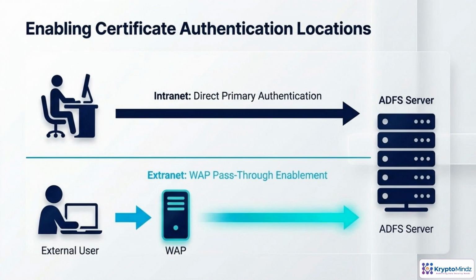When you enable certificate authentication in ADFS, treat intranet and extranet flows separately. On the intranet, domain-joined devices typically talk directly to the ADFS servers. Client TLS with certificates can act as a primary authentication method here without extra proxy logic. For external users, you normally front ADFS with Web Application Proxy. WAP doesn't terminate client certificate auth, it simply passes the TLS connection through. That means you configure WAP for pass-through and keep the actual certificate validation logic on the ADFS servers.